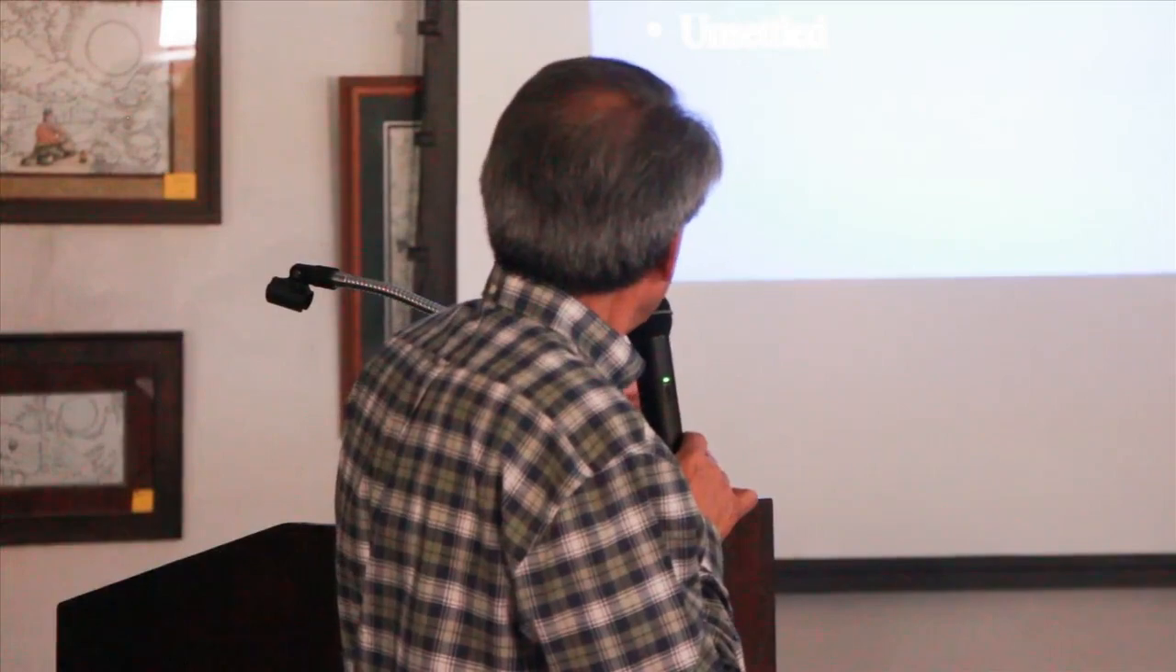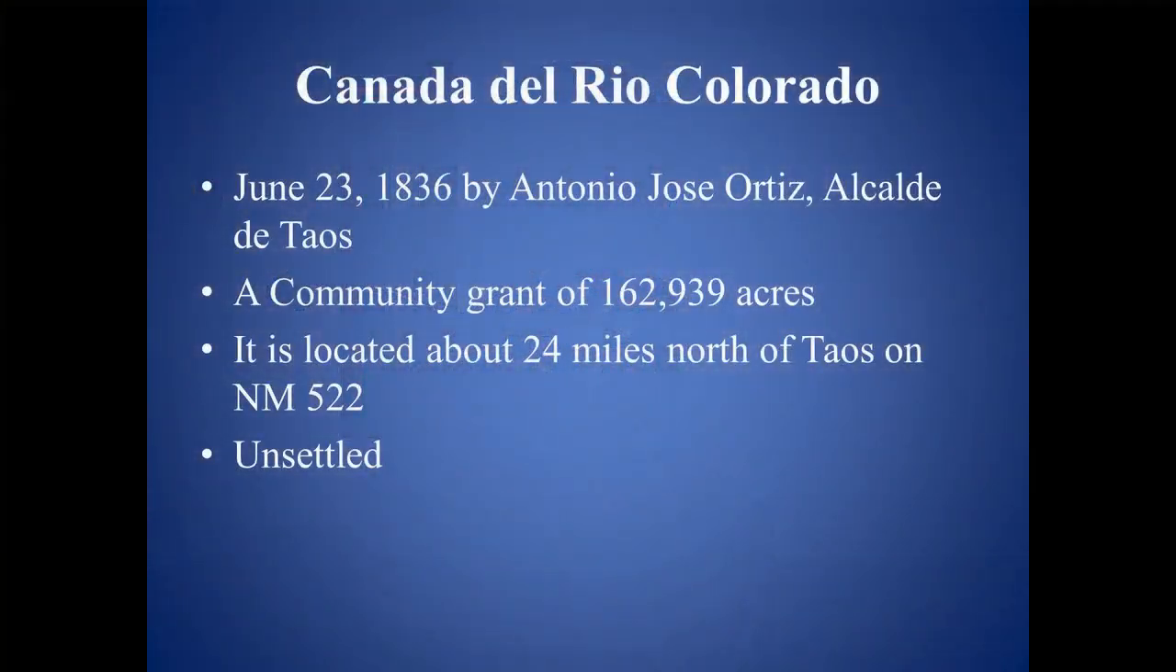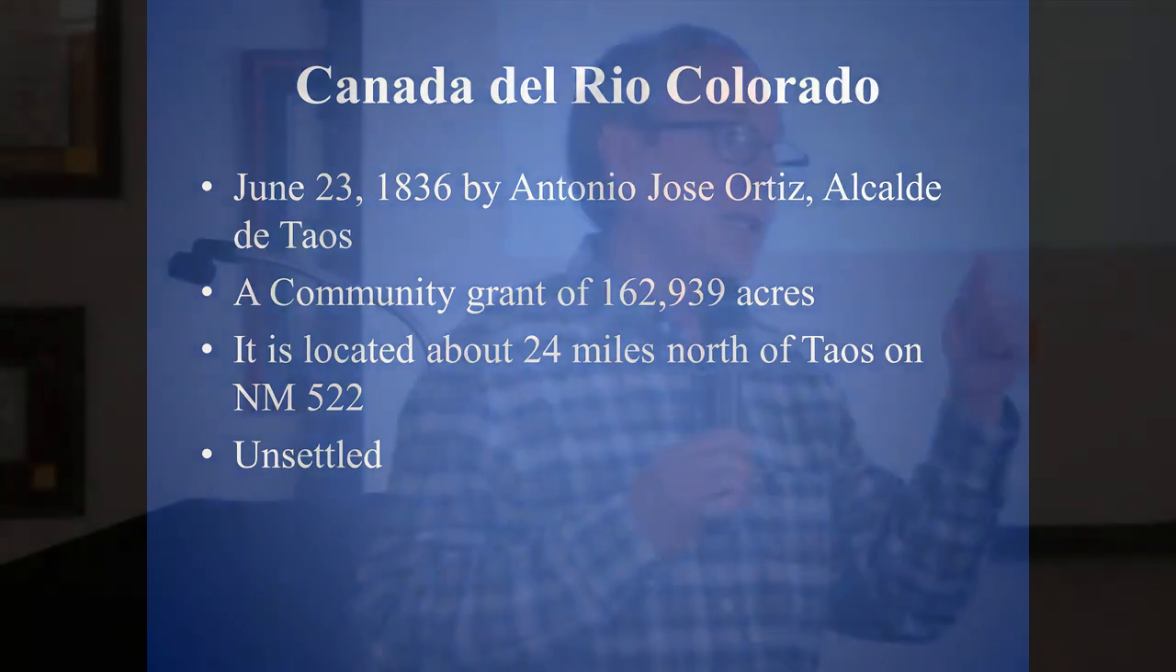This is La Cañada del Río Colorado, and it was issued in 1836. And if I have on a slide that it was issued by somebody other than a governor, guess what happened during the American occupation when they were trying to resolve issues? Well, I don't know if it was a good or bad thing. I was going to say a good thing the Americans did is they followed Spanish and Mexican rules. Okay? And you have to have a base.